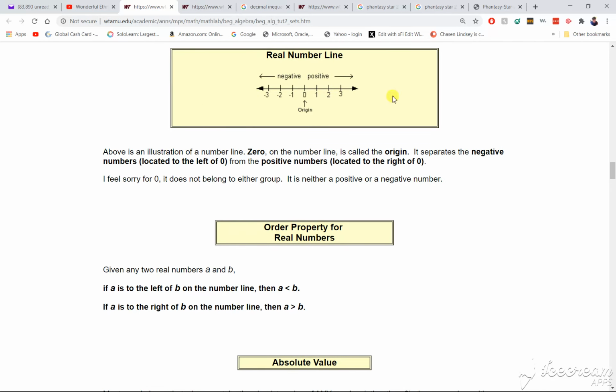So left to right, exactly how you see this, this is the order. Less, less, less, then more, more, more.